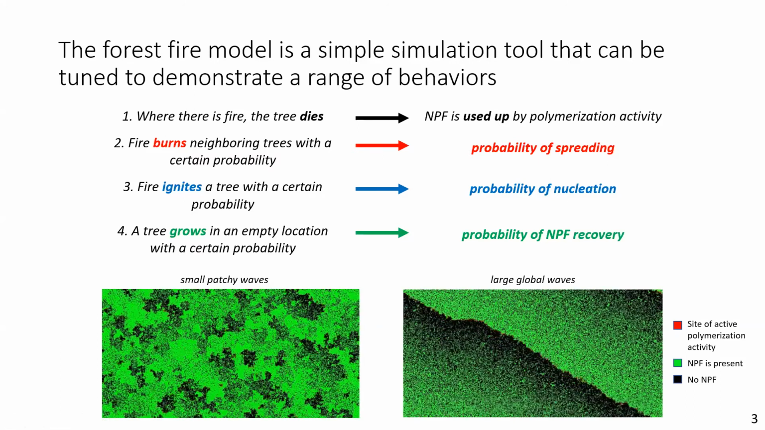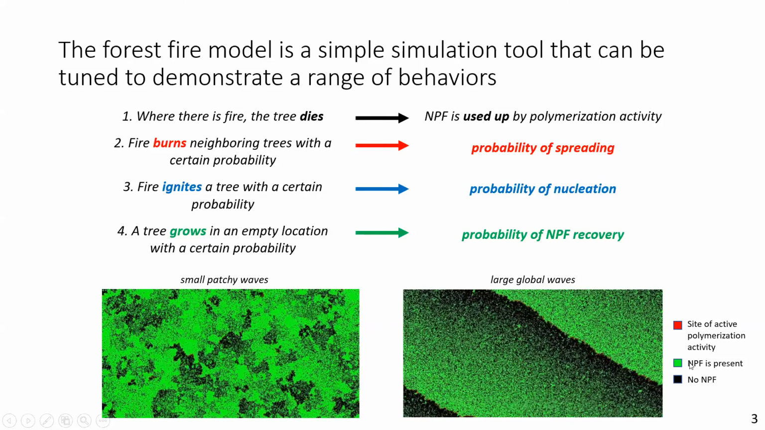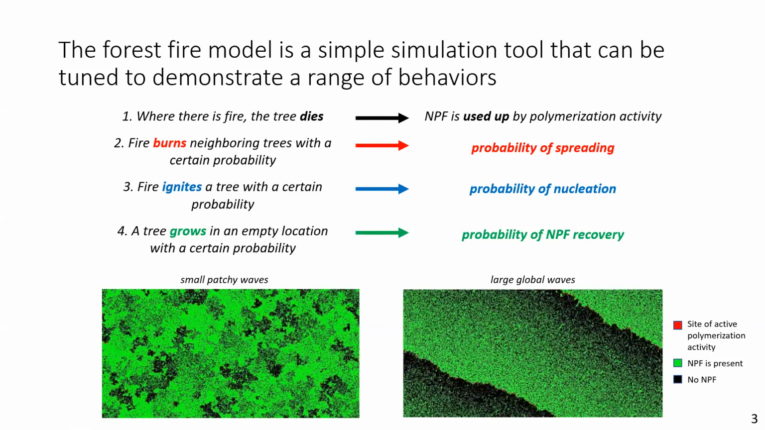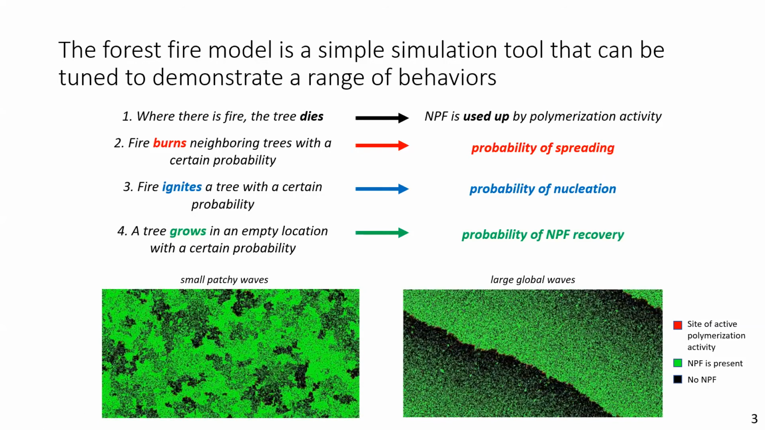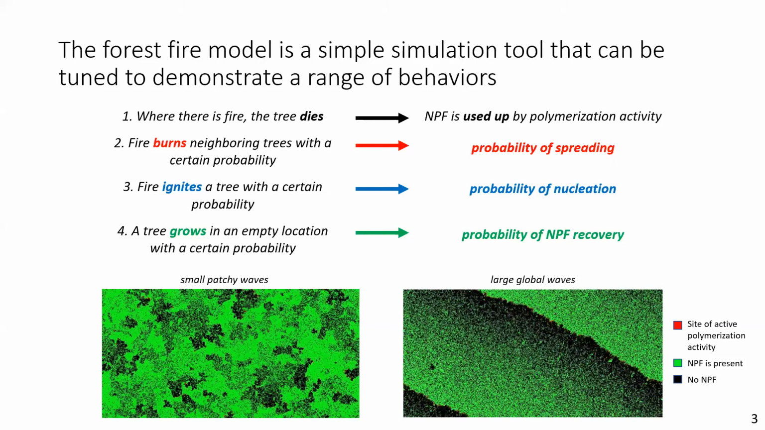And in this model, my green pixels are representative of where the nucleation promoting factor is, and the red pixels, which are a little hard to see at the front of the waves, represent actin polymerization activity. And I can see excitable waves similar to what is observed in cells with actin.